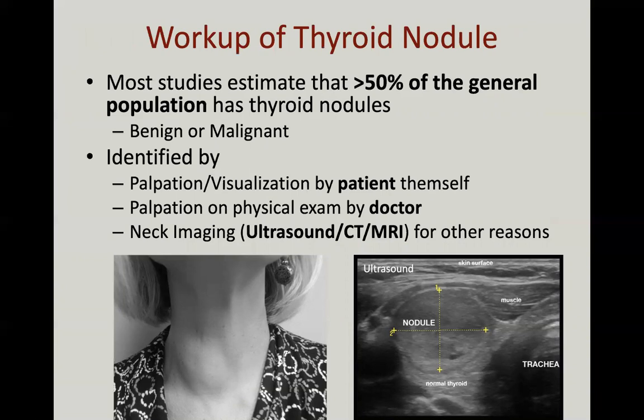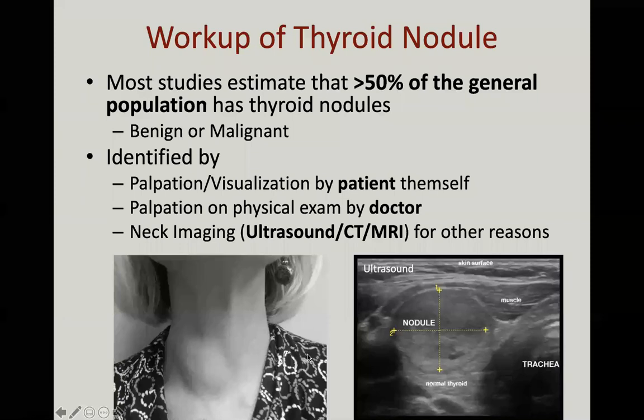Some studies have estimated that more than half of the population has thyroid nodules, so quite prominent. Mostly they are benign, but of course they can certainly be malignant. These nodules tend to be identified either by palpation or visualization by the patient themselves, as you can see on this woman's neck. Palpation on physical exam by the doctor definitely catches some cancers. And as we know, people are getting imaged for various reasons. So ultrasound of the neck or CT or MRI for non-thyroid reasons in which the thyroid is visualized can certainly pick up a thyroid nodule, and then it requires a workup, right? And so we're detecting a lot of nodules in general clinical practice.